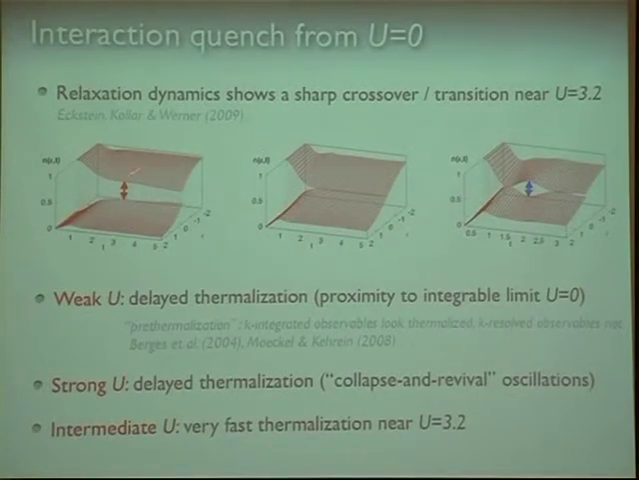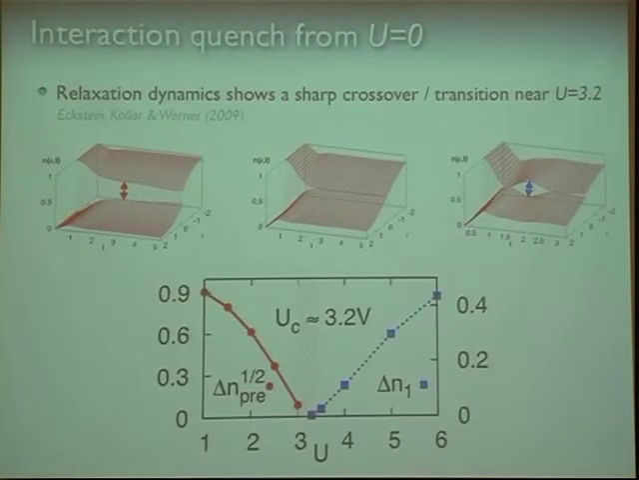Most interestingly, in between these two cases, there's one specific value of the interaction where we see neither this type of plateau nor any kind of collapse and revival oscillations, but instead a very fast thermalization. So the discontinuity vanishes after a few inverse hopping times, and then the system, for all practical purposes, looks like it is thermalized.